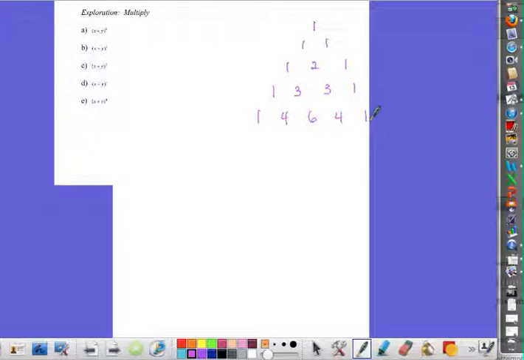So begin and end in a 1, 1 plus 3 is 4, 3 plus 3 is 6, 3 plus 1 is 4, end in a 1. So the next row is going to go 1, 5, 10, 10, 5, 1, like that. All right, can you go ahead and try the next row? Try the next one on your own paper.